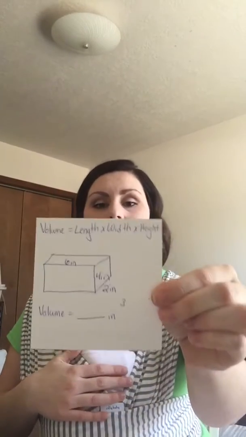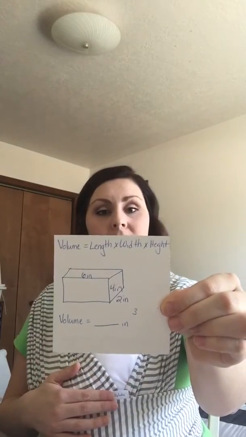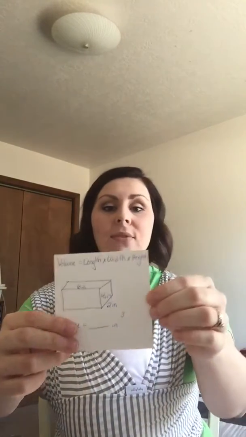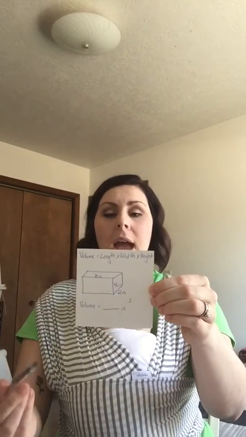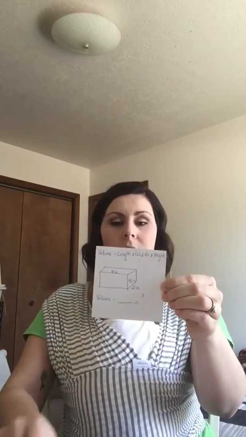It is length times width times height. So to find the volume of this cube, I have my length, which is 6, my width, which is 4, and my height, which is 2. So for volume, I need to multiply all 3 of those numbers.